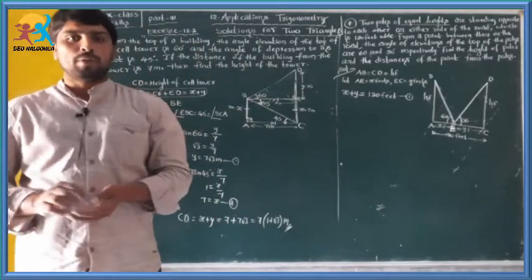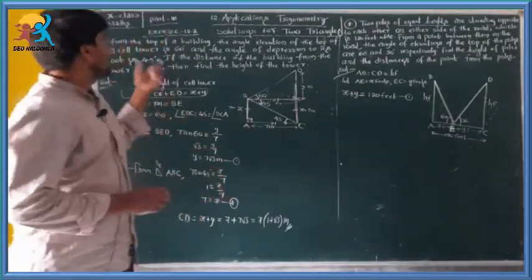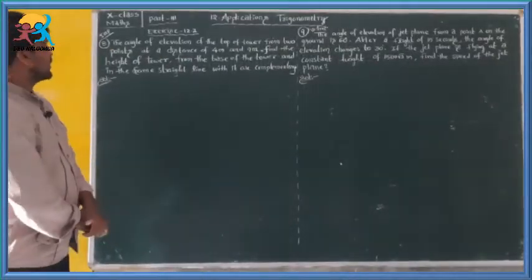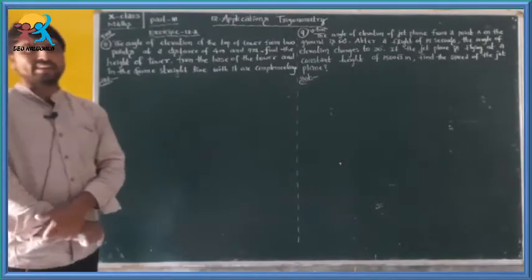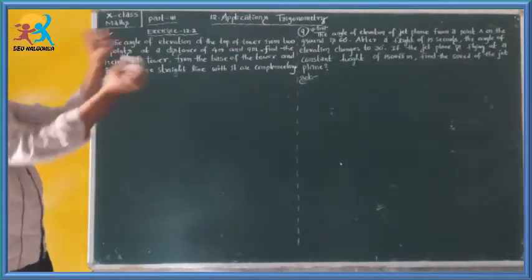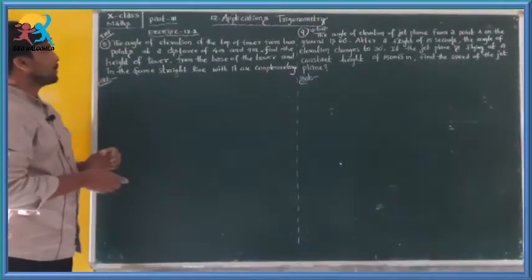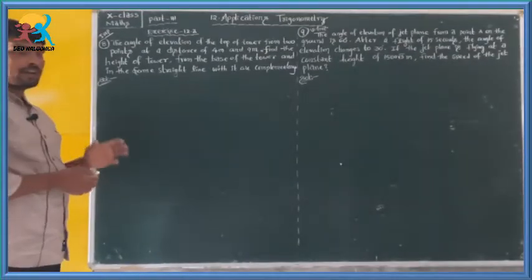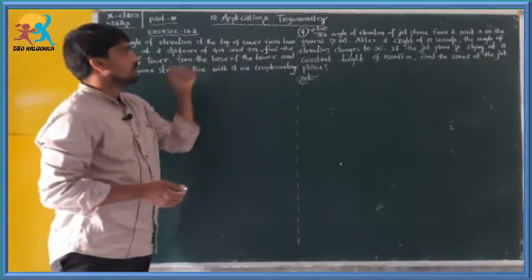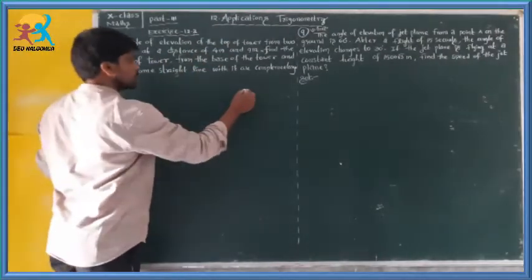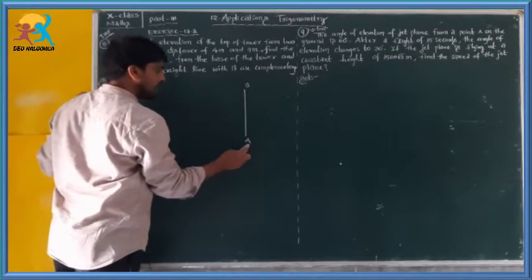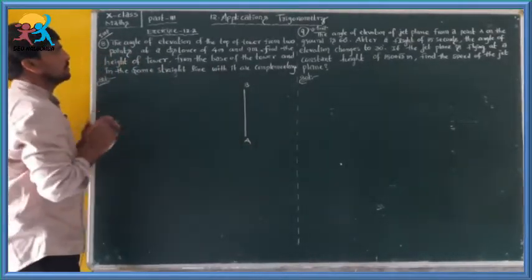Let us see two more problems in this exercise to conclude part 3 of this session. In exercise 12.2, let us discuss two more problems, 8 and 9, which have very important concepts. So students, listen carefully. The angle of elevation of the top of a tower. Consider AB as the tower, A is the foot of the tower, B is the top of the tower.